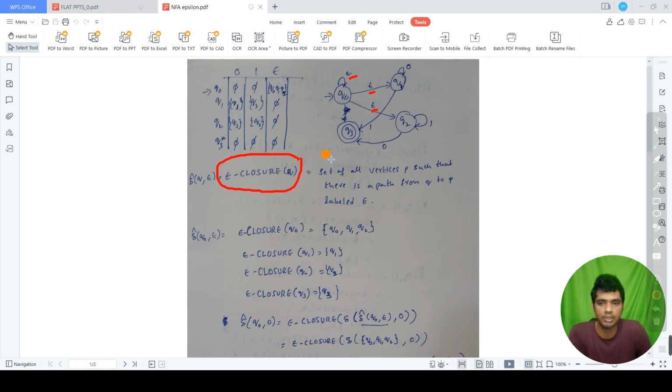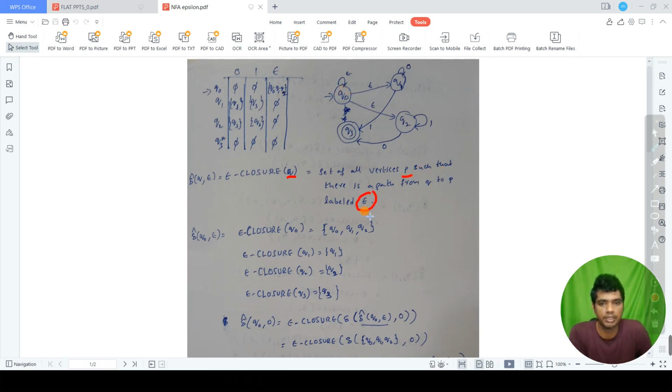Now the first thing we need to do is identify or compute the e-closures of all the states. So e-closure of q0, q1, q2 and q3. This thing you need to do first. So what is e-closure? Again I will repeat: the set of all states p such that there is a path from q to p labeled e. That means from q there are paths with epsilon transition to all p's.